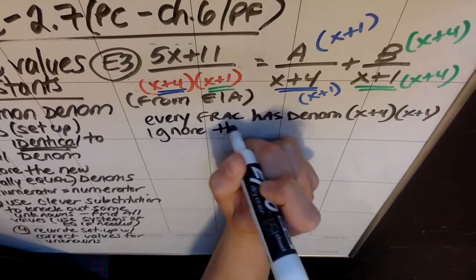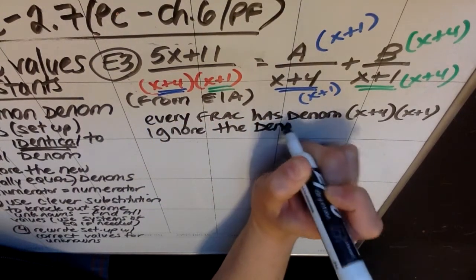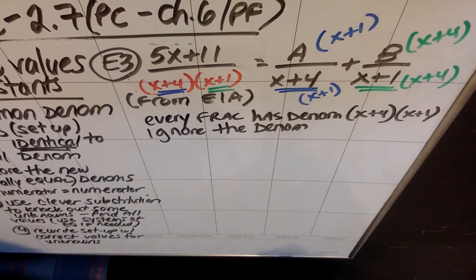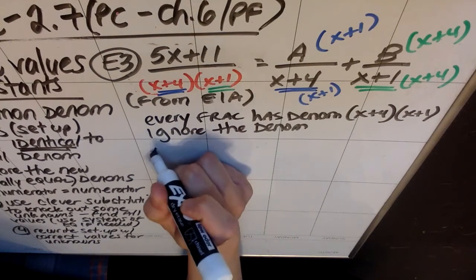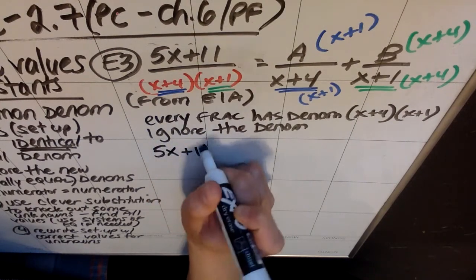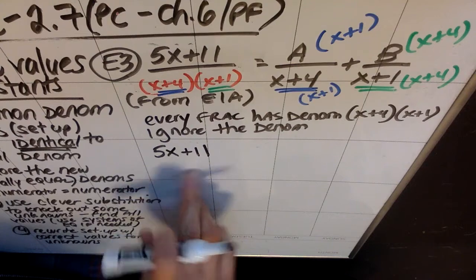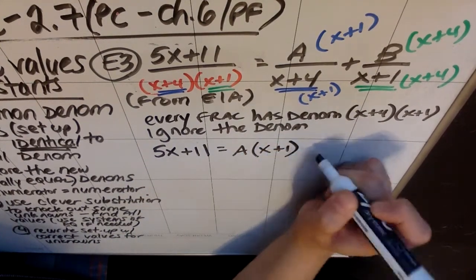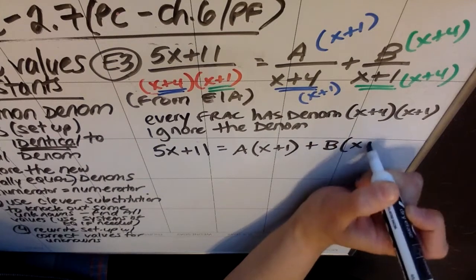Now, if that's really bothering you mathematically, if you're like, Hogan, I feel like that's cheating, you could technically multiply the entirety of this equation by the quantity x plus 4 times x plus 1, and it would knock out the denominator. If you feel the need to do that because you're stressing, you can, but you don't have to. So my numerators are going to be 5x plus 11 equals A times the quantity x plus 1 plus B times the quantity x plus 4.